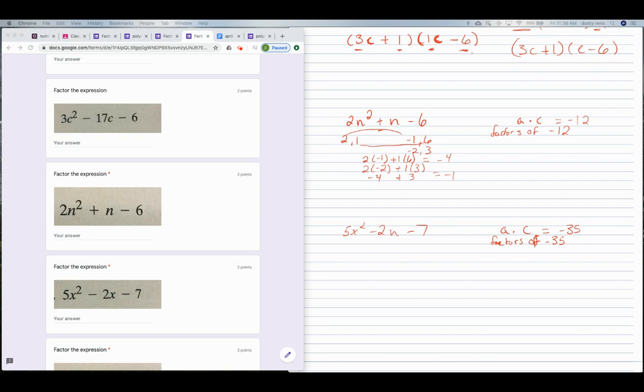So actually what it means is, I misspoke there, that should be a positive 2 and this should be a negative 3. Because then we get 2 times 2 plus 1 times negative 3. And this would be 4 plus negative 3, which would equal a positive 1. Okay, so this gives us our factors now.